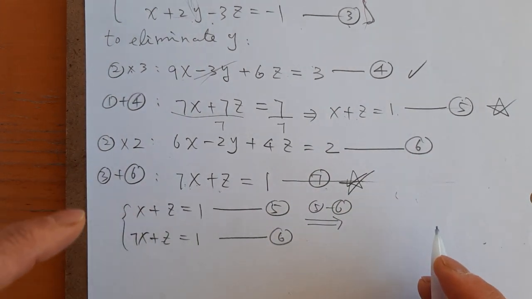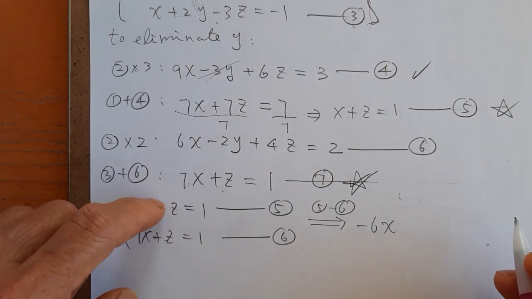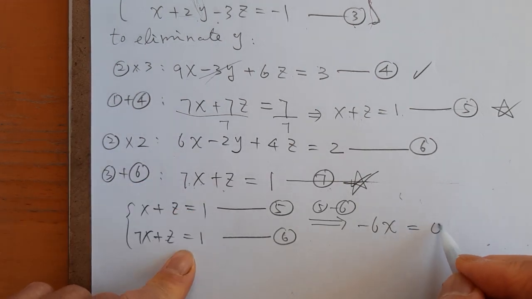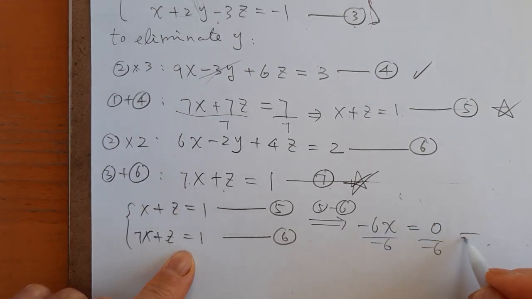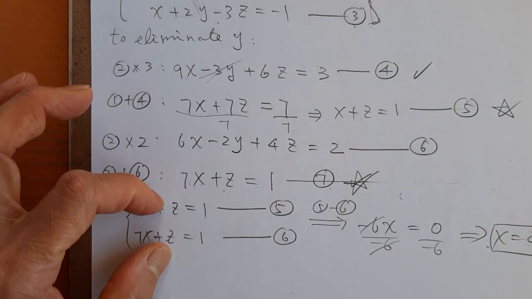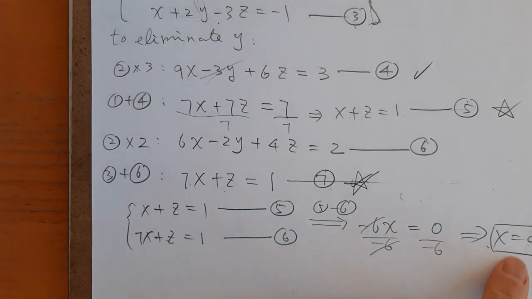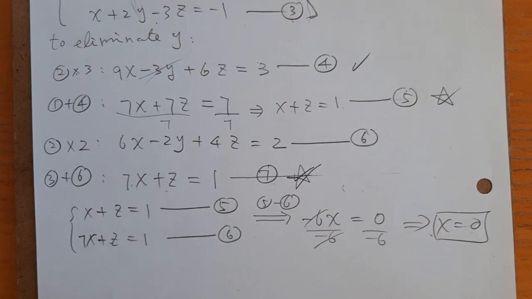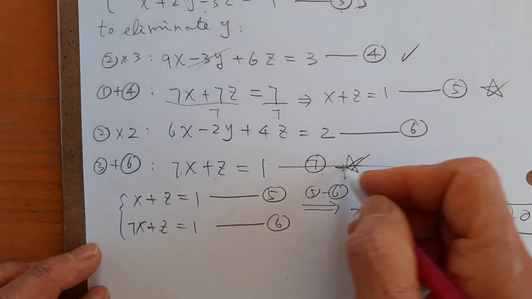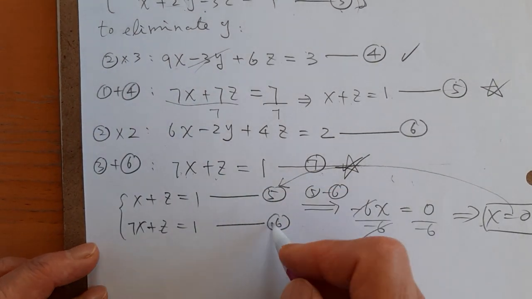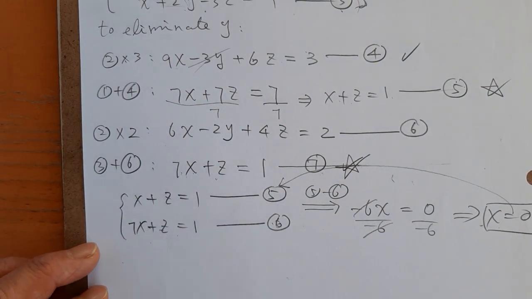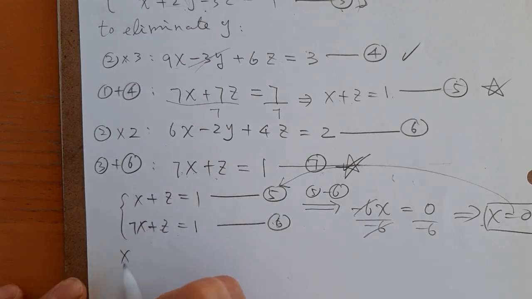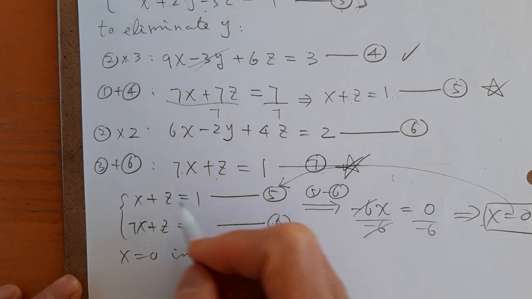So you got x minus 7x, negative 6x. Z minus z is 0. 1 minus 1 is 0. Divided by negative 6. So cancel. So x is 0. So from 2 equations, you eliminate z and remain x. 1 equation with variable x, and you got x. After you got x, then you can plug it into the fifth equation or sixth equation to get z, either way.